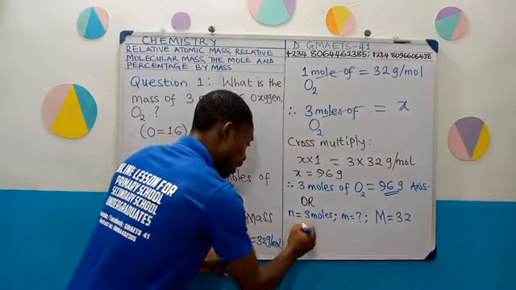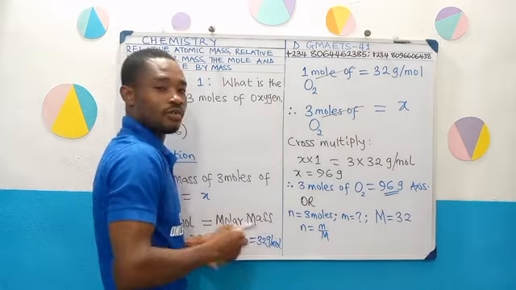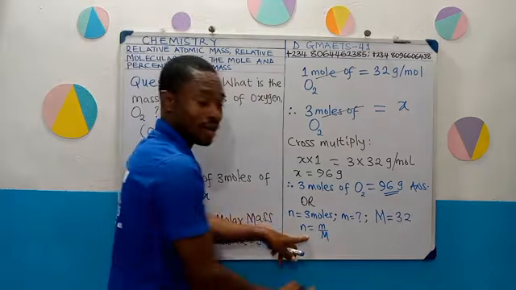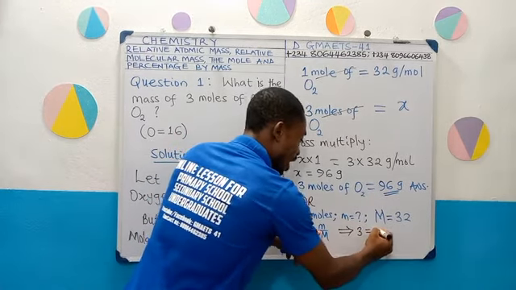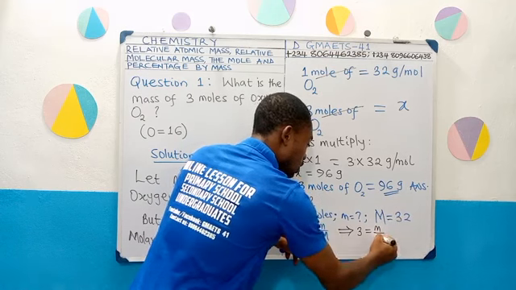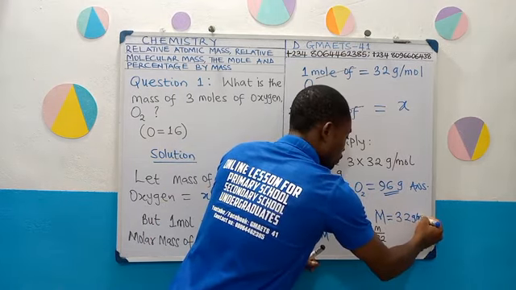So I will now use this formula: n equal to mass over molar mass. If you use this formula, what does it mean? Let's substitute and see what we will get. In place of n, I'll put 3. Mass, I don't know. I'll have it divided by the molar mass, which is 32. The molar mass is in grams per mole.